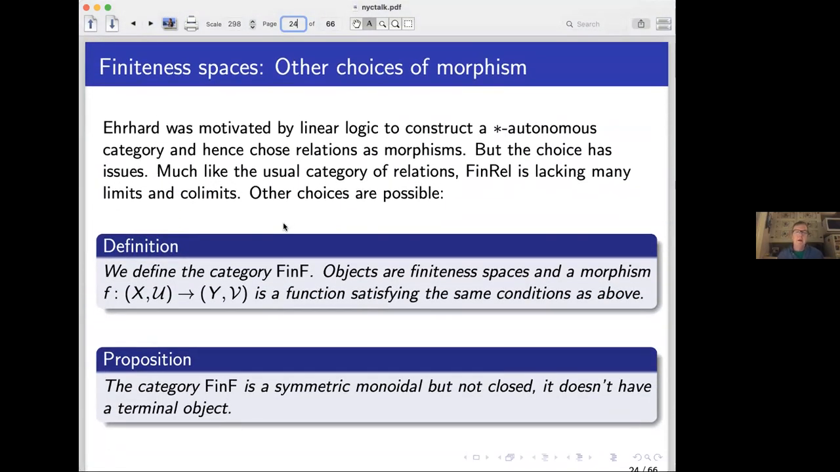So you can do that, and we get a category which we call FinF, and it's still not particularly satisfying. The problem with relations from the point of view of a category theorist is that that category is lacking all sorts of limits and colimits. It has all the products and all the coproducts, but it does not have much in the way of equalizers. So FinF, unfortunately, still doesn't fix that. It's symmetric monoidal, but it's not closed. And it also doesn't have a terminal object. So still not the right choice.